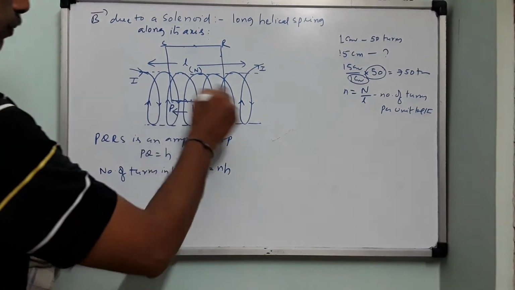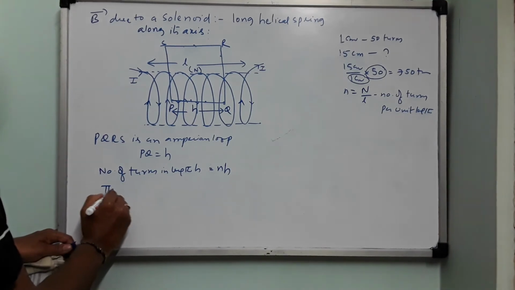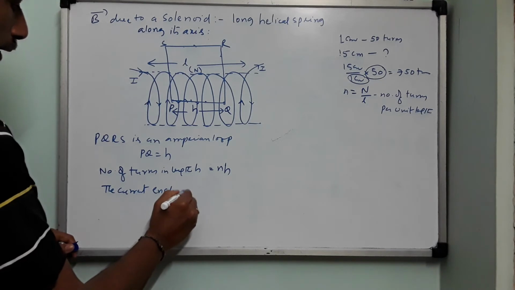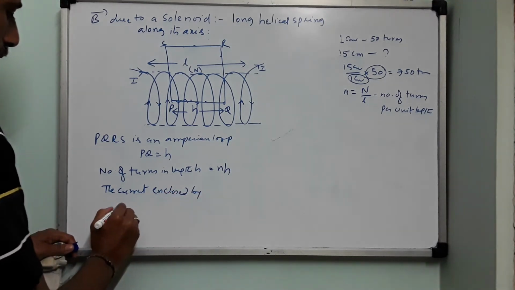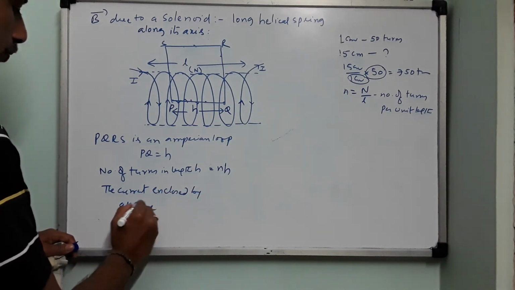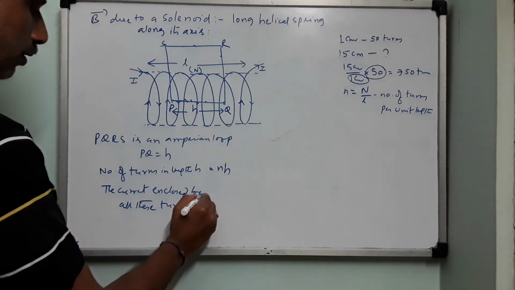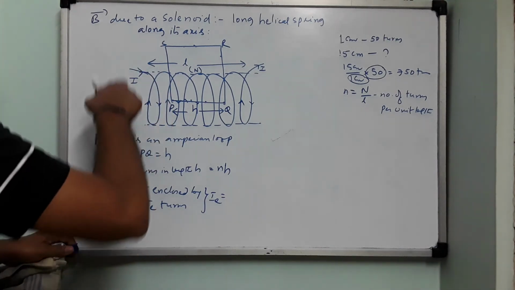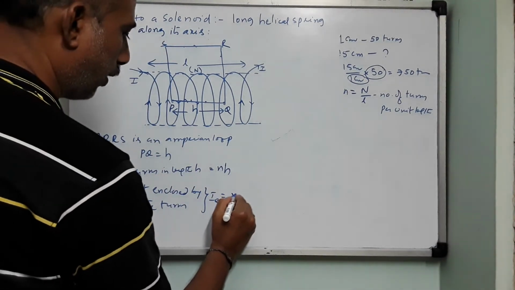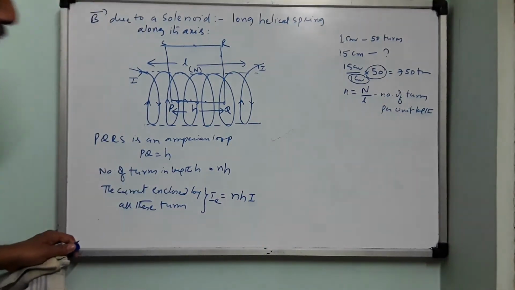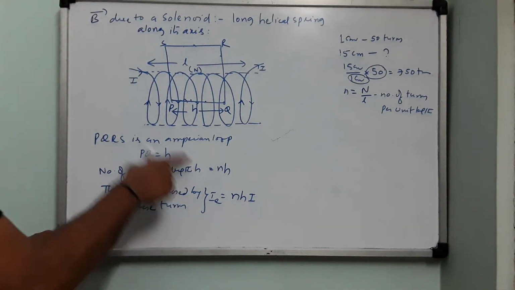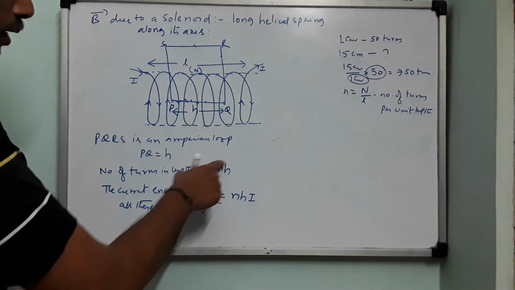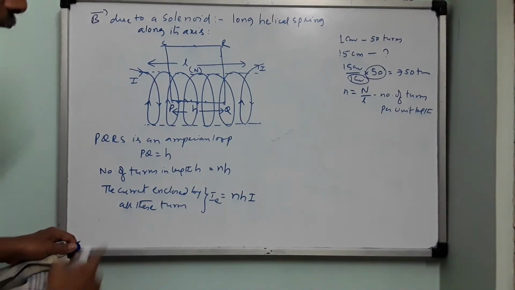So how much current will be enclosed? The current enclosed by all these turns, Ie, equals, each turn will have a current I, so the total number of turns will have n h into I. Each turn is threaded with the current I, so the total is the number of turns multiplied by I.